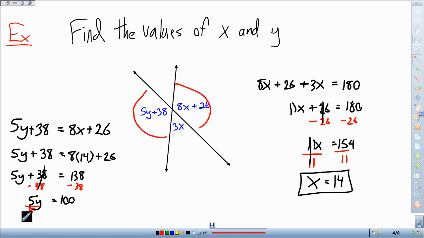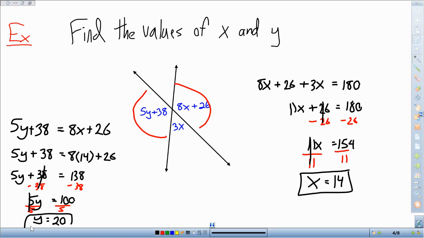And now I can divide both sides by 5. And 5 goes into 100 20 times. And there we have it. I have figured out what y equals. All right, so that's some good geometry right there. That is like some fundamentals in this class.